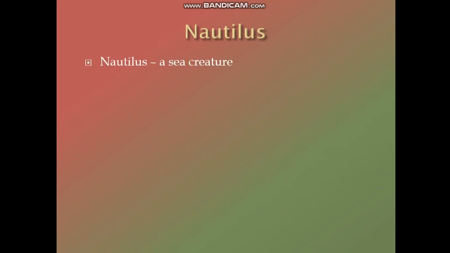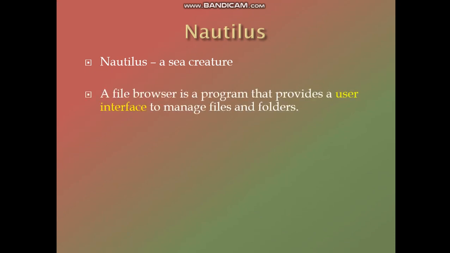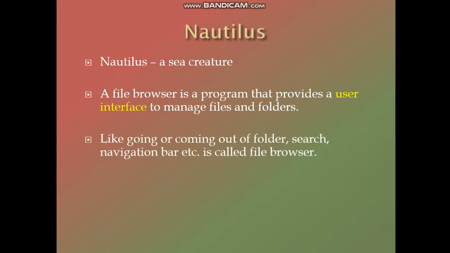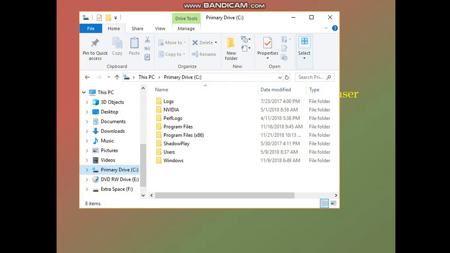Next we have Nautilus. Nautilus literally means a sea creature, but in computing, the developers of the Ubuntu operating system gave the file browser the name Nautilus. A file browser is a program that provides a user interface to manage files and folders, like going in or out of a folder, search, navigation bar, etc. That is called a file browser. In Windows, we have Windows File Explorer.